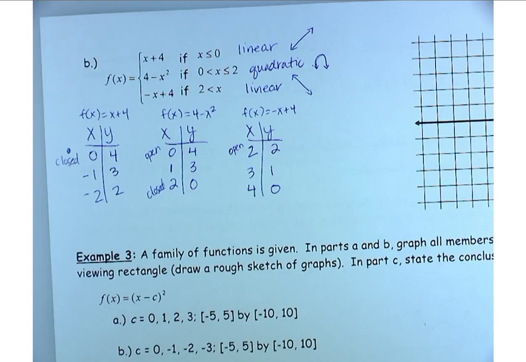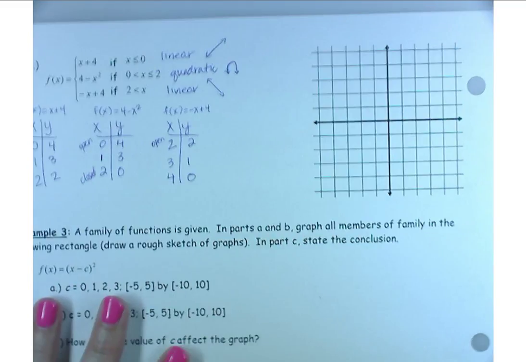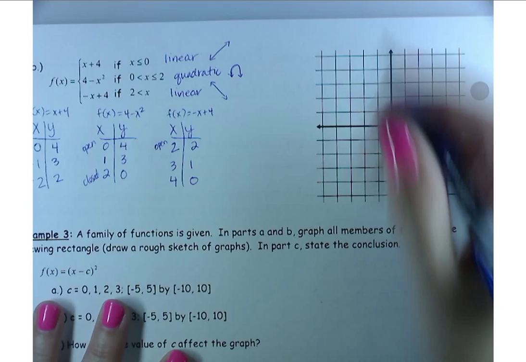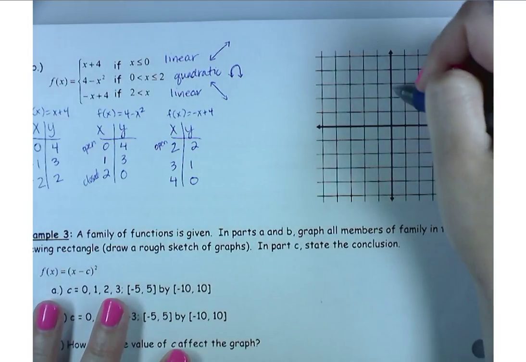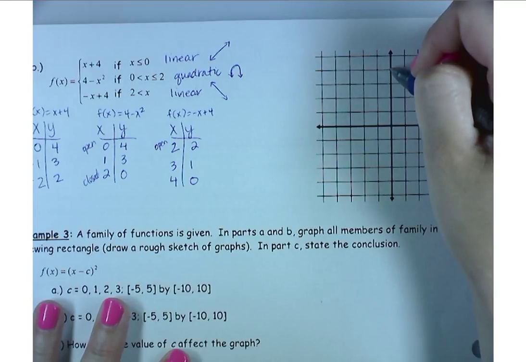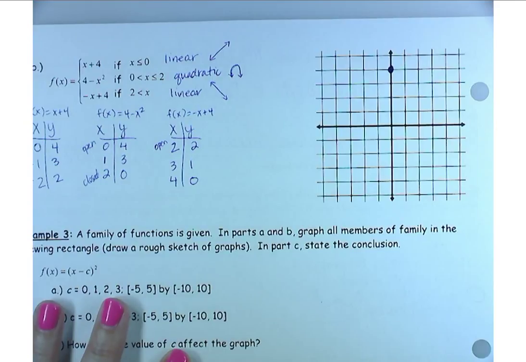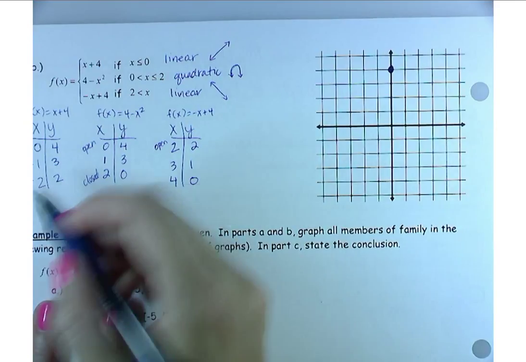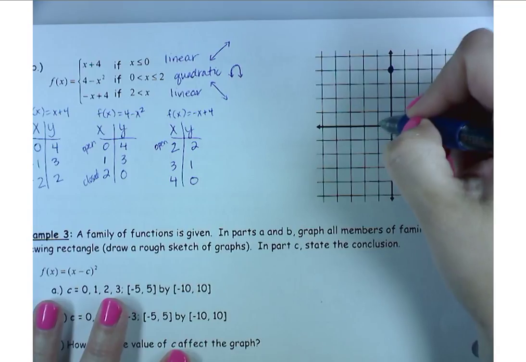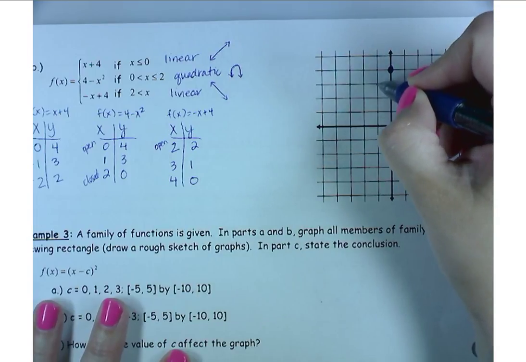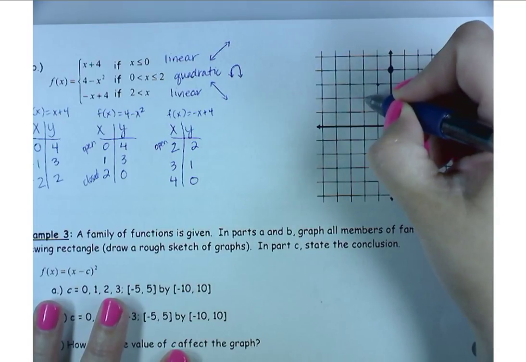So you guys can give it a try. Okay, and then I'm going to start with 0, 4. So 0, 1, 2, 3, 4. Okay, so that's a closed circle. And then I have negative 1, 3. So negative 1, 1, 2, 3. And then negative 2, 2.